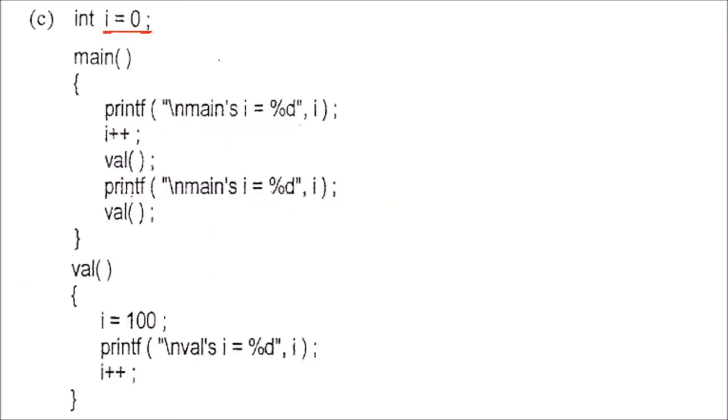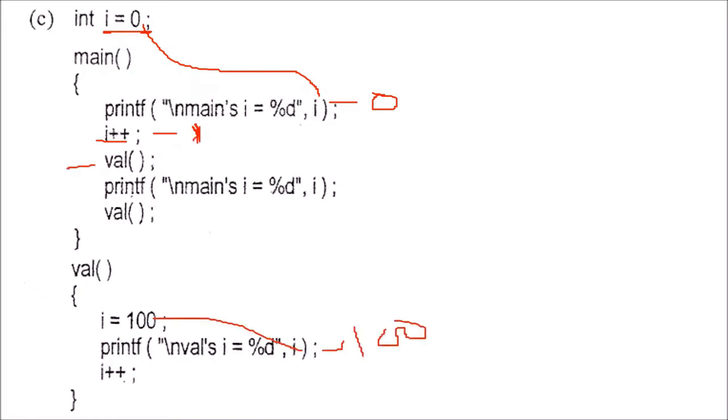Now we have I equal to 0 and I equal to 0. So first of all, this I will be 0. Then I plus plus, it has become 1, right? You have made it as 1. Now val, so this is 100, so 100 will be printed. Now I plus plus, this I is 100 and I is assigned the value of 100, and 100 means this is 101. Now when you print it here, what will you see?